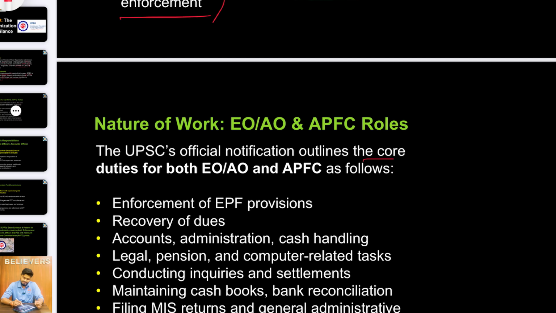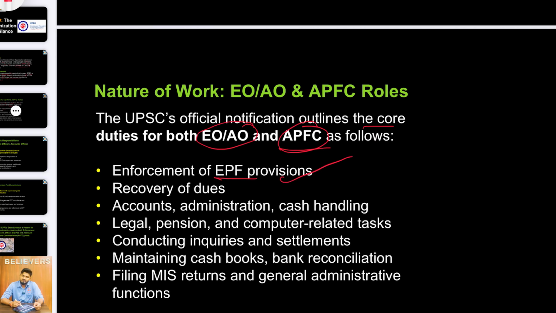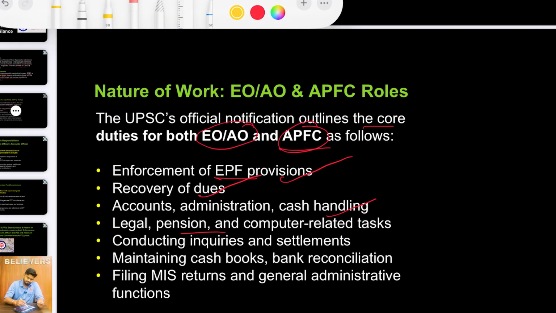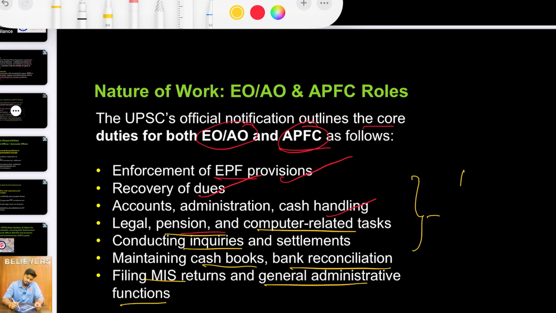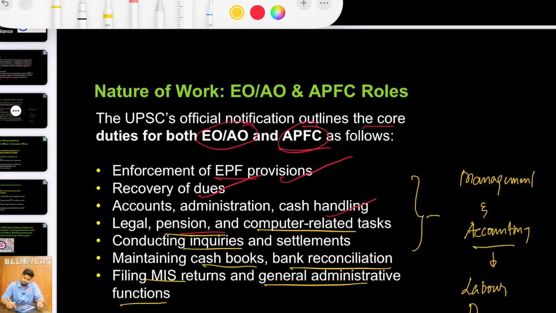The UPSC's official notification outlines the core duties of EO, AO, and APFC as follows. First is enforcement of employees provident fund provisions, recovery of the dues, accounts administration, cash handling, legal, pension and computer related tasks, conducting inquiries and settlements, maintaining cash books and bank reconciliation, filing MIS returns, and general administrative functions. So as you can see, most of these tasks are related to management and accounting. There is a heavy reliance on labor laws, accounting, and management. So these are the qualities you have to possess.